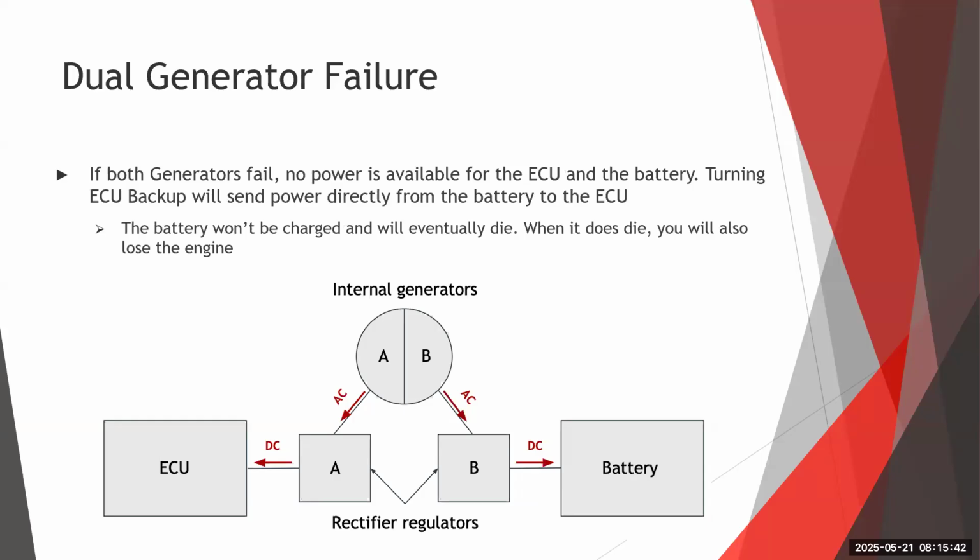Now, worst case scenario, we have a dual generator failure. If both generators fail, no power is available for the ECU and the battery. This is when the ECU backup switch comes into play. It'll send power directly from the battery to the ECU. So now what we're doing is we have this.